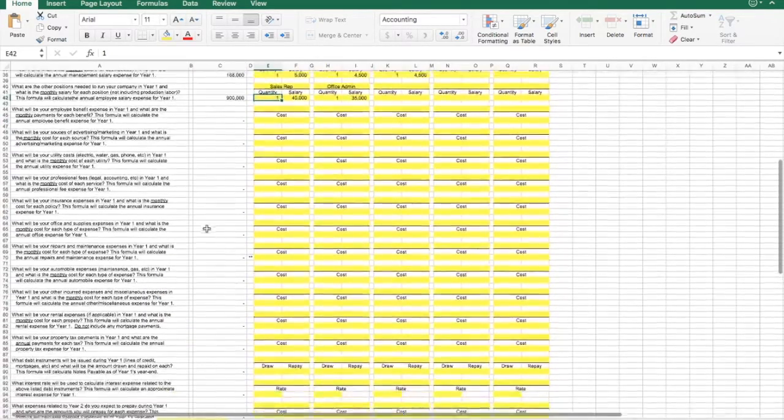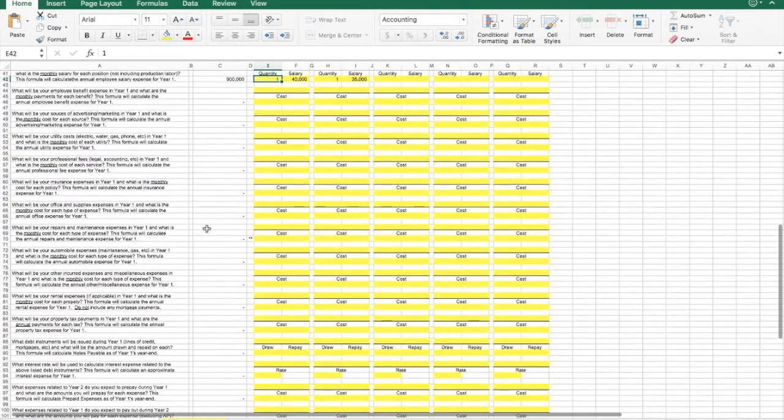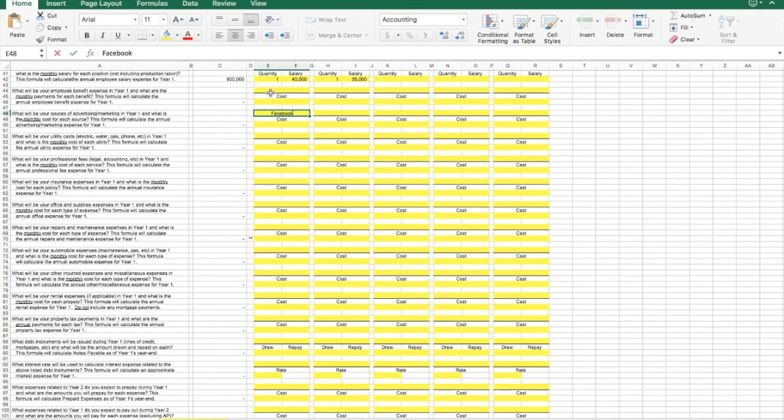And as we move down, we're going to see more of those expenses that might not be relevant to you. Employee benefit expenses, you might not have any. You can leave it blank. Sources of advertising, say you're going to do Facebook marketing and billboards. Again, I think it's asking for a monthly cost. So make sure you're not putting yearly or weekly or whatever it is. You're entering what you think it's going to be every month.